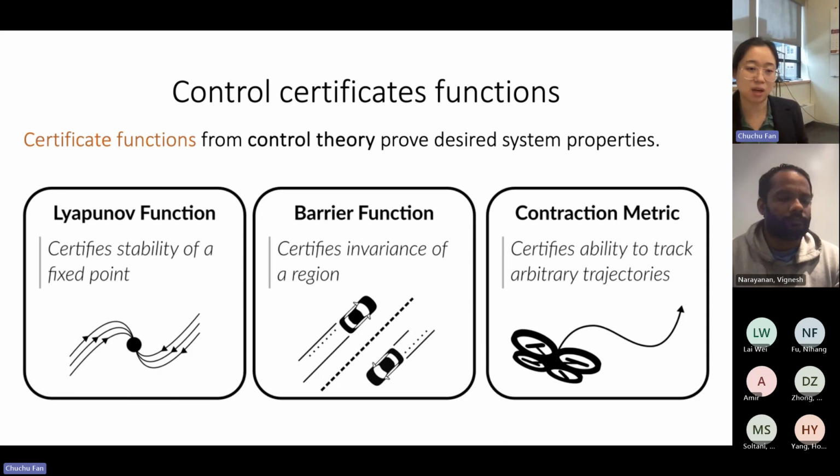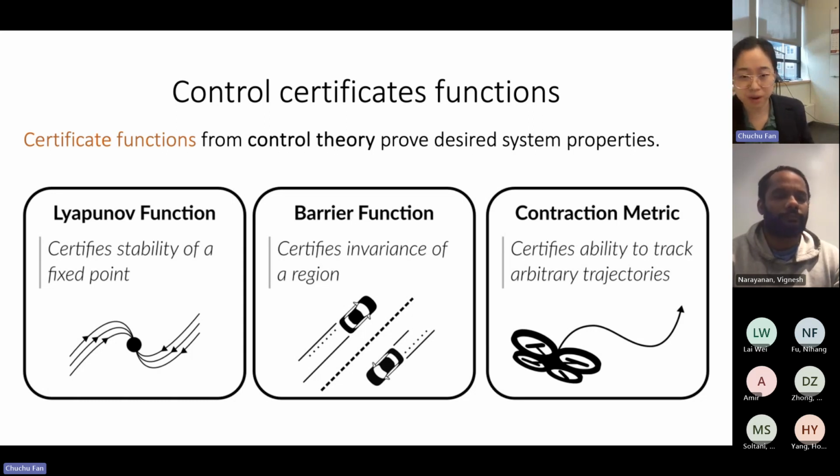So on the left-hand side here, I'm showing something called the Lyapunov function. A Lyapunov function is a pseudo-energy function. If you find such a function on the vector field, then your trajectories will all converge to the equilibrium point. That's a very useful tool for showing that the system is stable, and sometimes it can also be used to reach the goal it wants to get to.